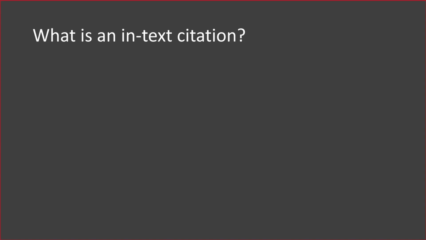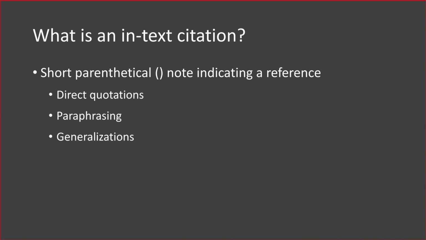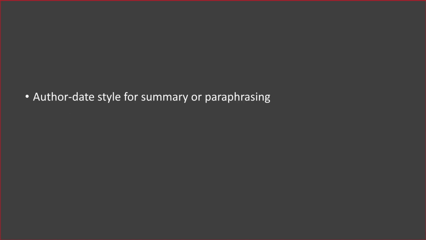Next, what is an in-text citation? An in-text citation is a short parenthetical or parentheses note indicating a reference. So this is used for direct quotations, paraphrasing, and generalization. So it's not just if you have quotation marks, you're quoting something directly. If you're paraphrasing something or you're making generalizations based on something that you've read, you still need to give a citation for that information. All right.